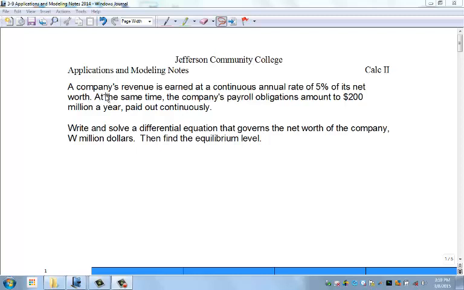The first example is a company's revenue is earned at a continuous annual rate of 5% of its net worth. Okay, that seems like important information, so I'm going to underline that. At the same time, the company's payroll obligations amount to $200 million a year paid out continuously. So that seems like important information as well. Write and solve a differential equation that governs the net worth of the company, W in millions of dollars. Then find the equilibrium level. So the hard part's going to be just to write and solve the equation, and then the equilibrium, of course, is just when we set it equal to 0 and solve for W.